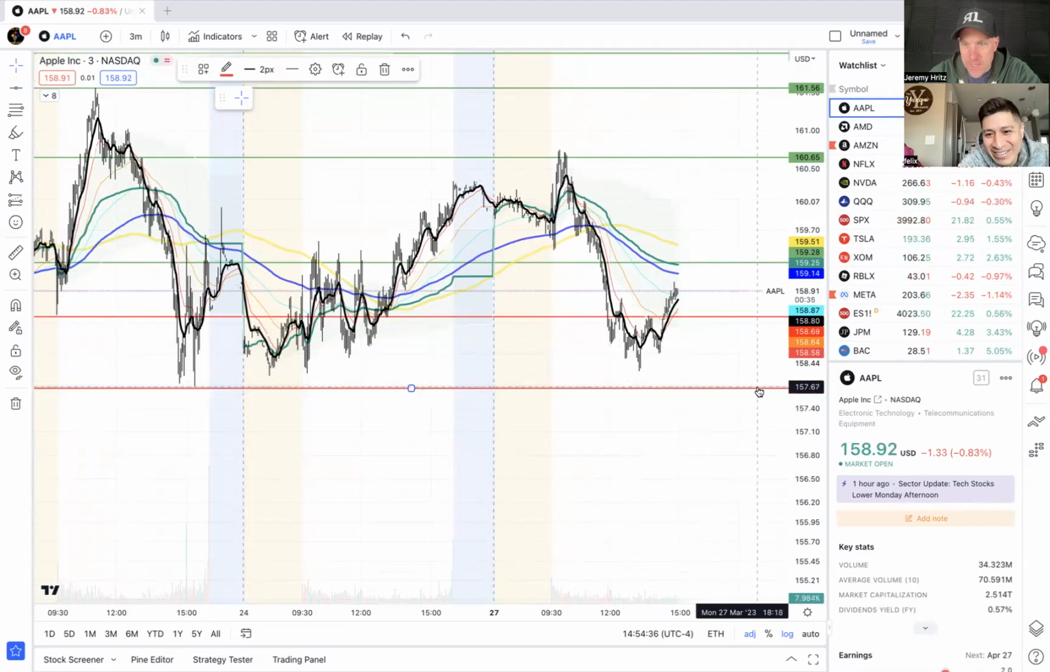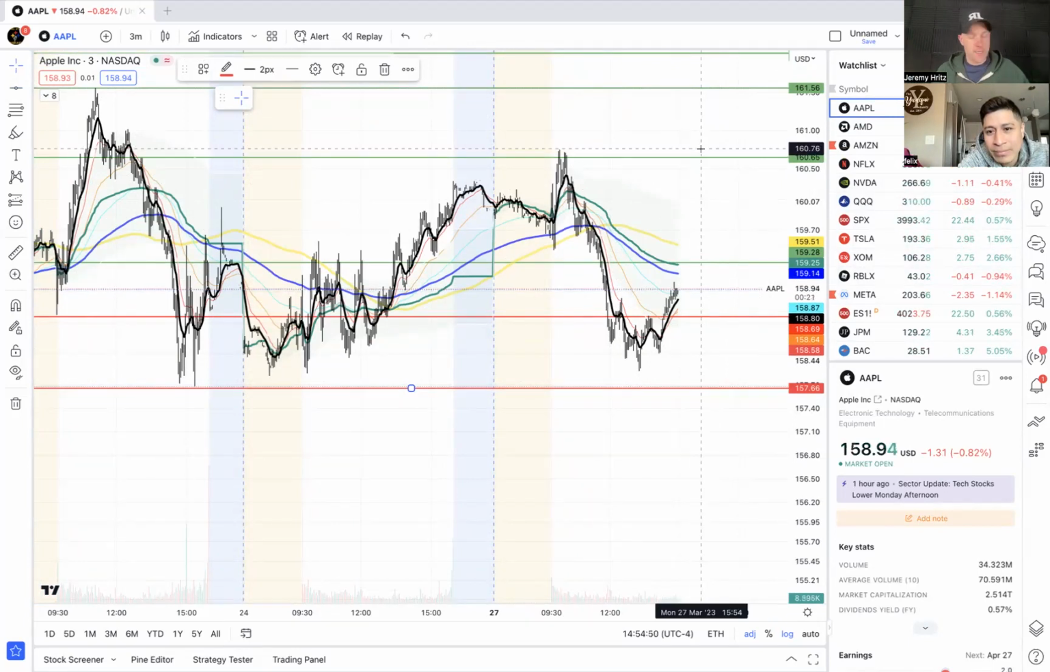So this would be my stop loss, 157.66. I think this thing has upside to 160.76 for a profit. And then you guys know how to calculate your R and all that stuff, correct? No, not yet. We haven't gone over that. Okay, so it's pretty simple.